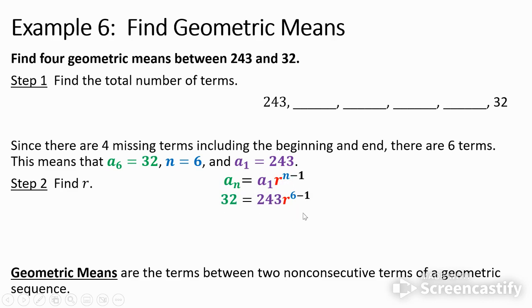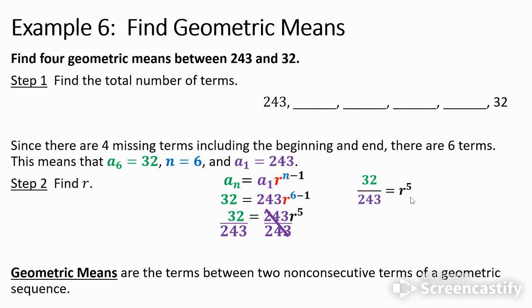From here, my job is to simplify, which really is just this 6 minus 1. 6 minus 1 is 5. And from here, I need to get R by itself. I'm going to start off by getting rid of this 243 that is multiplying to R by dividing both sides by 243. The 243s on the right side will cancel out, and on the left side, we're left with the fraction 32 over 243. On the right side, since the 243s canceled out, we still have R to the 5th.